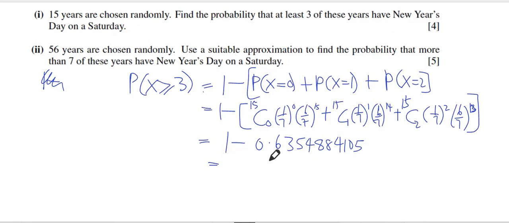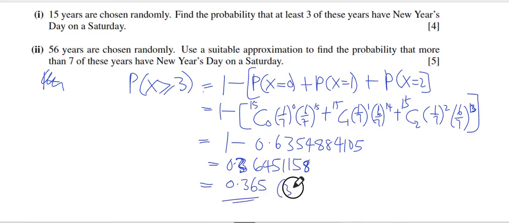And when I subtract that from 1, I have 0.3645115 58. Simplifying this to 3 SF, I have 0.365.